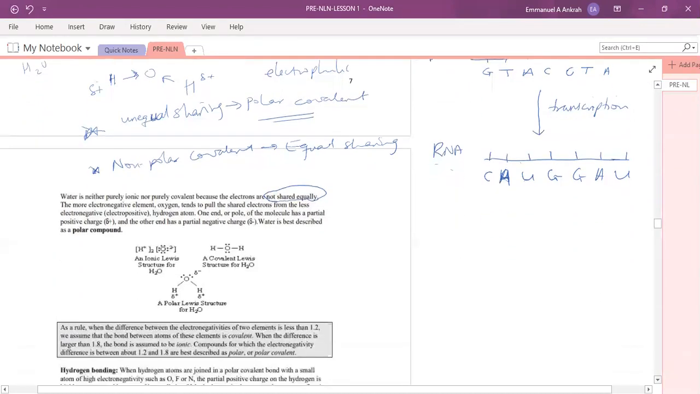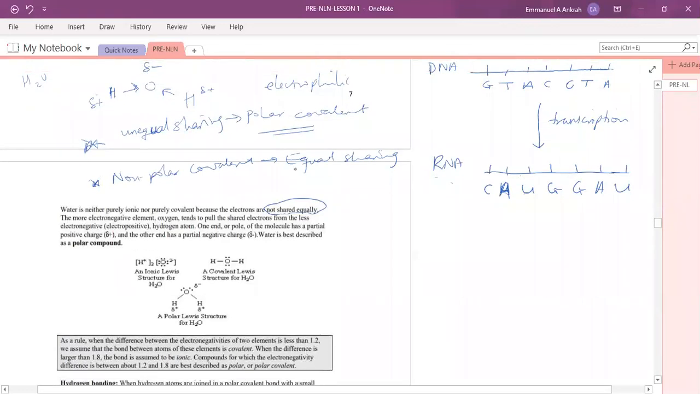Let me see if I have examples here for you. Okay, so for equal sharing, examples would be if you have H2, Cl2, O2. The atoms are the same, so they don't cheat each other. They share equally. So if you see molecules like this, then you can say that they are non-polar covalent compounds. Okay. Equal sharing.